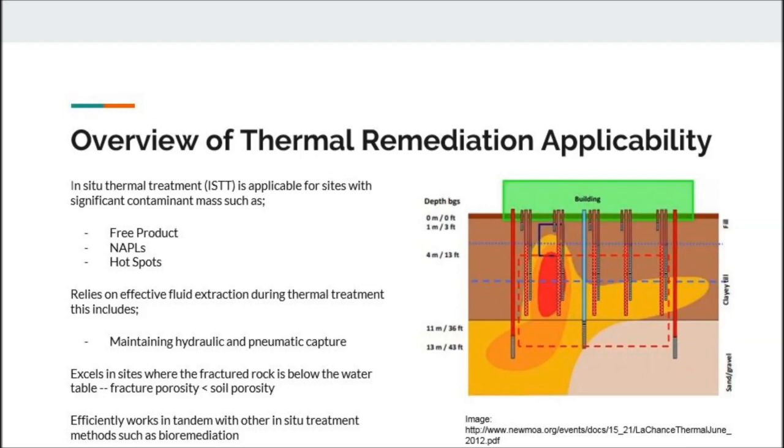Thermal remediation also excels in sites where the fractured rock is below the water table. This includes sites where the fracture porosities, or the fracture pores, may even be smaller than the soil porosity. And one of the more powerful things about thermal remediation is that it effectively works in tandem with other in situ treatment methods, such as bioremediation. So during the thermal heating process, the bacteria from bioremediation will actually begin to grow faster and absorb more of the contaminants. So the figure I included on this slide is a specific thermal remediation treatment method called steam enhanced extraction. It shows you that you can actually use this technology to remediate directly beneath buildings.